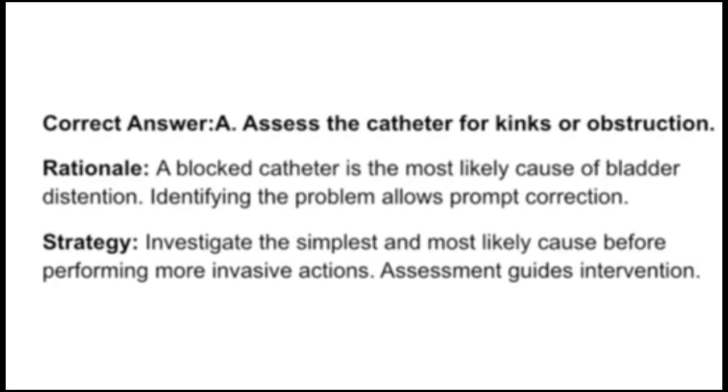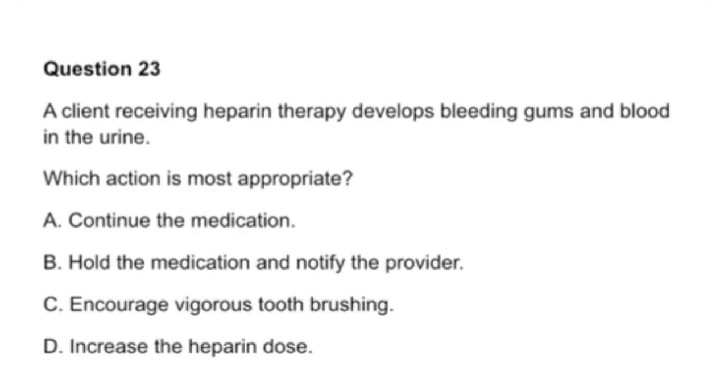Rationale: a blocked catheter is the most likely cause of bladder distension. Identifying the problem allows prompt correction. Strategy: investigate the simplest and most likely cause before performing more invasive actions. Assessment guides intervention.